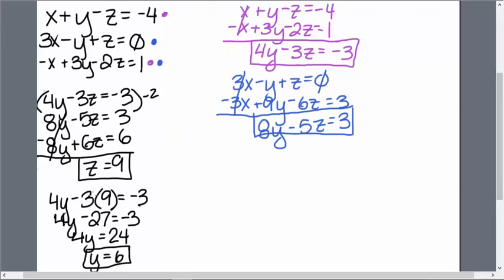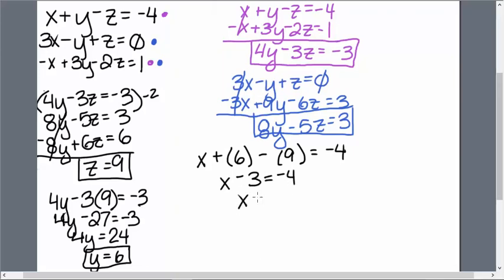So I now have two of the ones that I need. So what I'm going to do is take both of these and plug them back into one of the original three equations. I'll go ahead and do it into the top. So I have x plus y, but I know what y is. I know that y is 6. Minus z, which I know is 9, should be equal to negative 4. So in other words, x plus 6 minus 9 is minus 3, is equal to negative 4. And if I add 3 to both sides, I get that x is equal to negative 1.